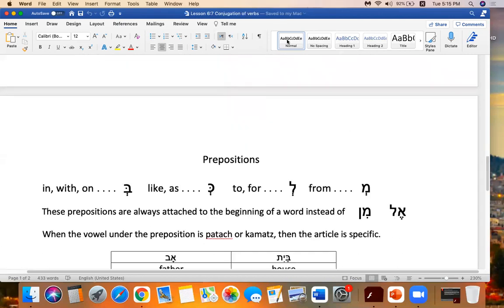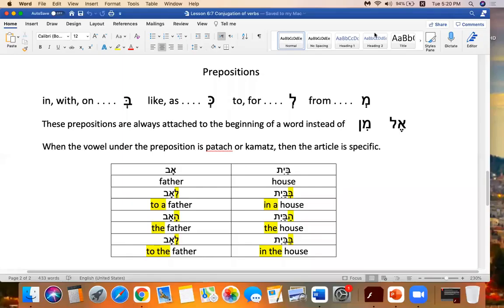So now we're going to look at the prepositions. Most of the time, the prepositions are added to the beginning of the word. Not always. We do have the words min and el, from and to, but a lot of the times they will just add it to the word. So contractions, I guess you would call them, like be is in, with, or on. Ke, like or as. Le, to or for. And me, from min.